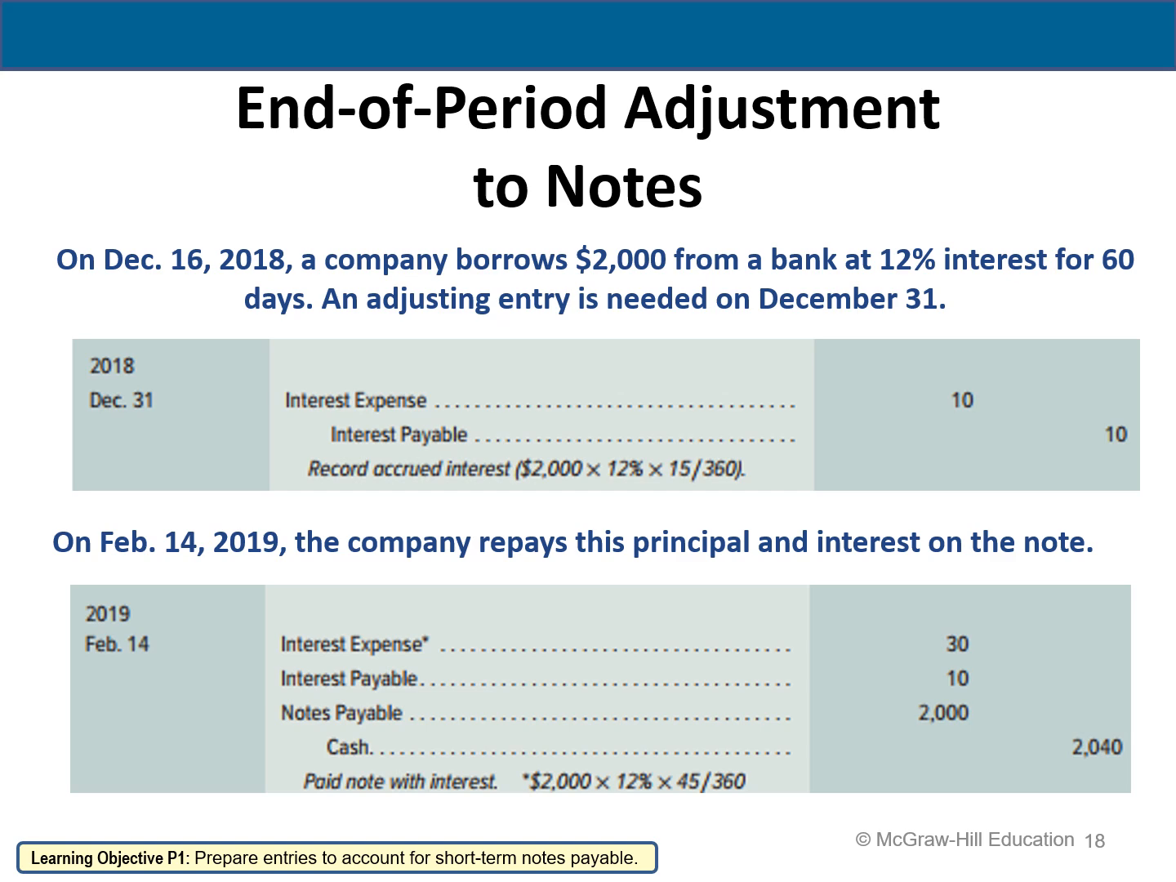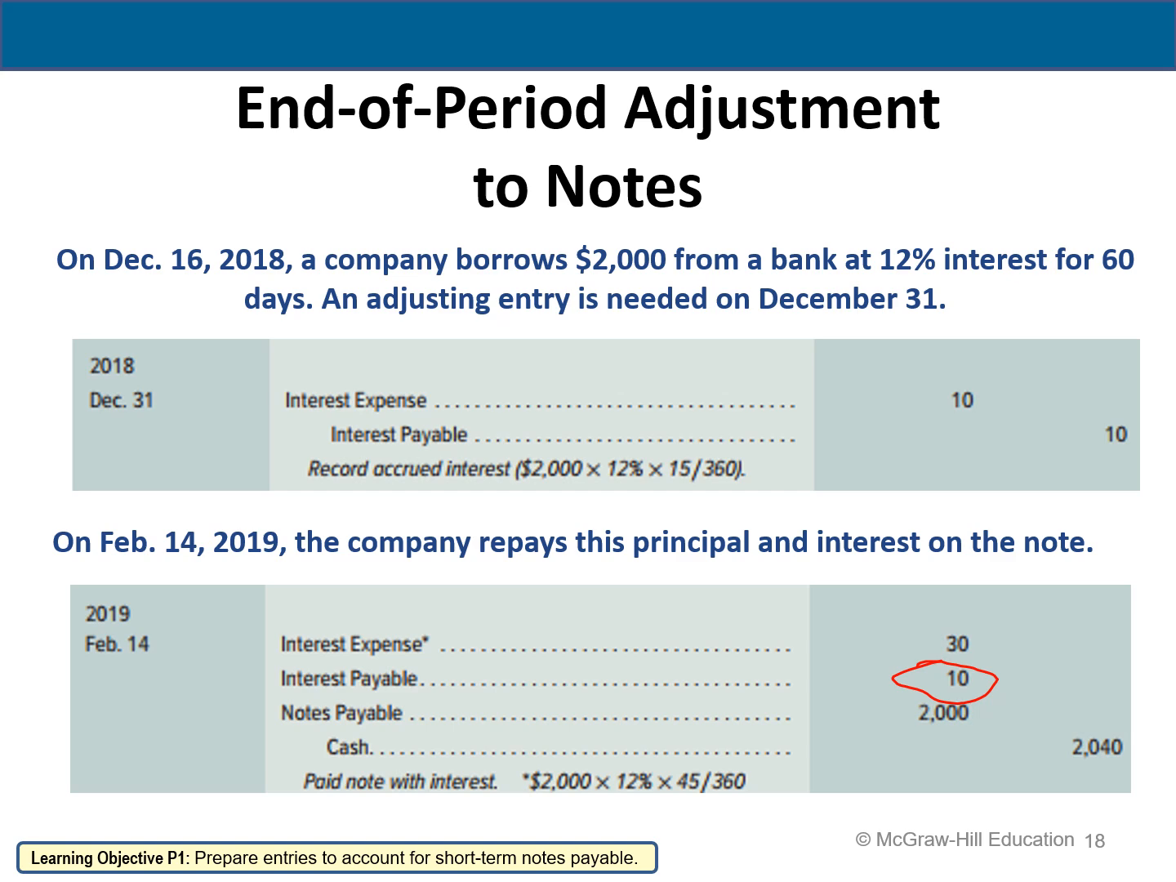So you need to accrue your interest expense at the end of the year. So you take your 2,000 times 12% times 15 days out of 360. You're going to record a debit to interest expense and a credit to interest payable. Then on February 14th, when you repay the principal and interest, you're going to reduce your interest payable. That's this guy right here.